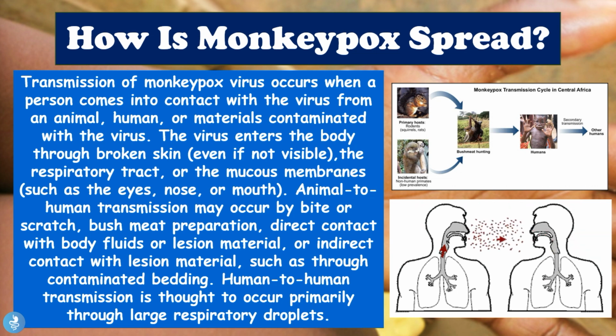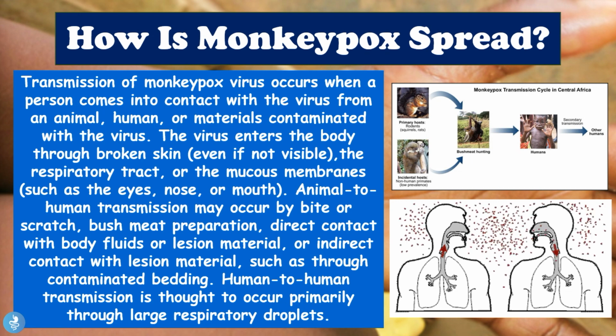So the transmission of the monkeypox virus occurs when a person comes into contact with the virus from an animal, human, or materials contaminated with the virus. So the virus enters the body through broken skin, and even if it's not visible, so the wound doesn't have to be a deep wound, but any sort of broken skin in which a bite or a scratch happened, this could be the entry site of the virus. So the virus can also infect a human through the respiratory tract or through the mucous membranes, such as the eyes, nose, or the mouth.